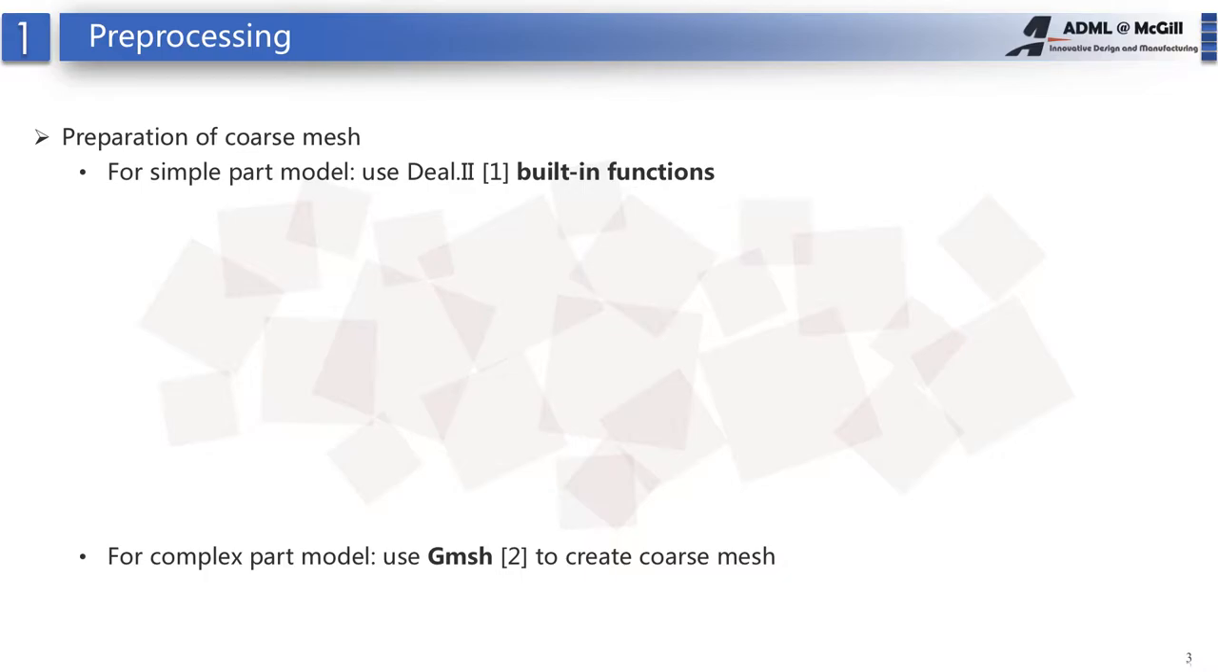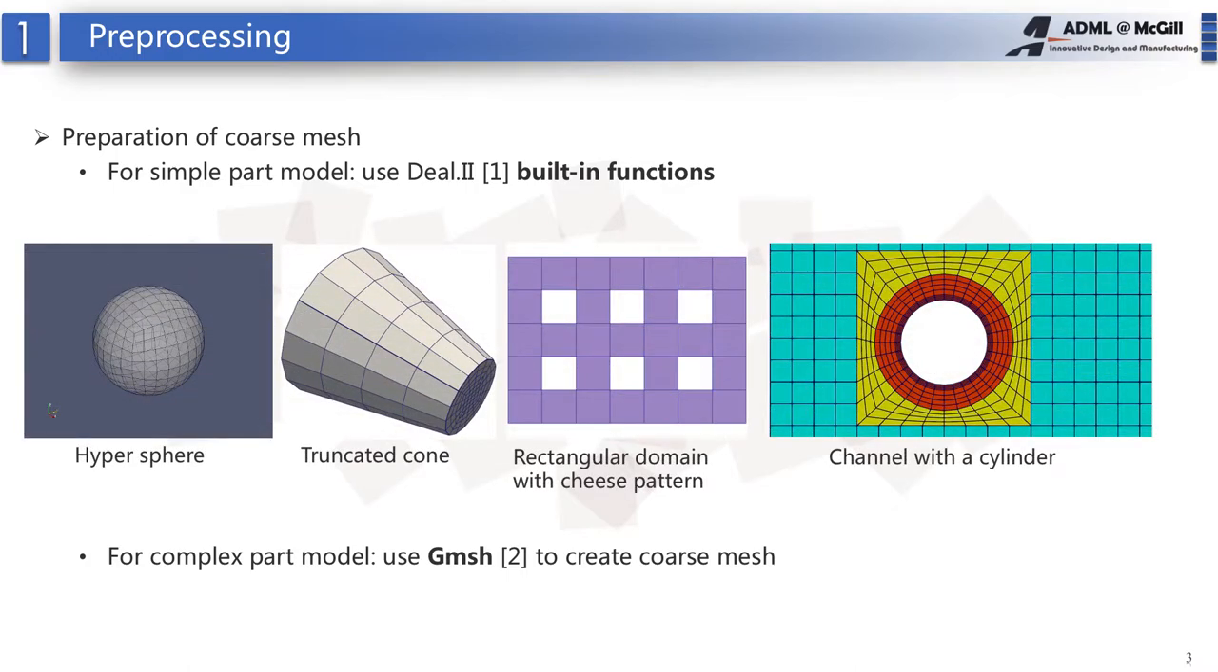Most of the time, the simulation domain is simple enough that we can use DL2's internal mesh generation functions to generate this mesh, like a cube, a sphere, a truncated cone, a rectangular domain with a cheese pattern, a channel with a cylinder, and so on. I will not explain how to use these functions here, as they are explained in detail on DL2's website. You can find how to create a mesh by searching the GridGenerator class. Here I mainly talk a little bit about how to use GMesh to create a coarse mesh with complex shapes that cannot be generated through DL2's internal functions.